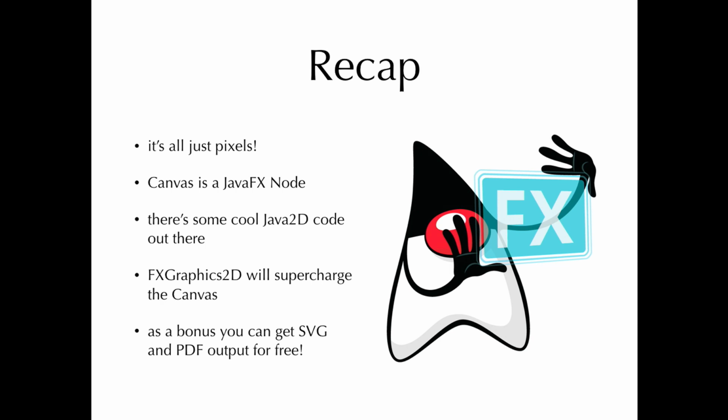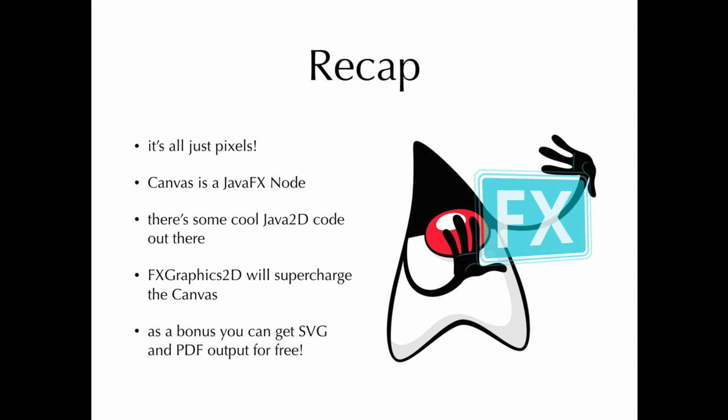Just to recap, it's all pixels, all just pixels. The canvas is a JavaFX node, as we know. There's some very cool Java 2D code out there. As I mentioned before, not only the LaTeX math one, there's some barcode readers and QR code stuff, which was nice. Charts, if you need chart options. And I think out there's also people with in-house apps written in Swing that have Java 2D code. I think potentially for porting efforts, they could benefit from FX Graphics 2D. So, that's my sense of supercharging the canvas. I hope somebody didn't think I was going to make it 10 times faster or anything like that.